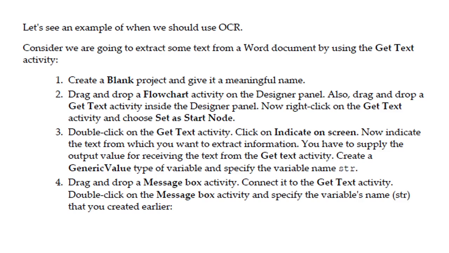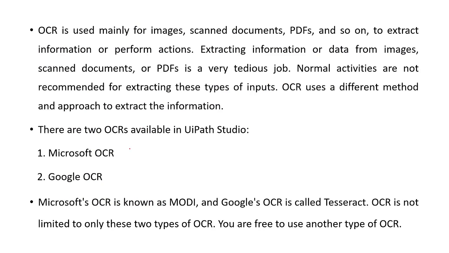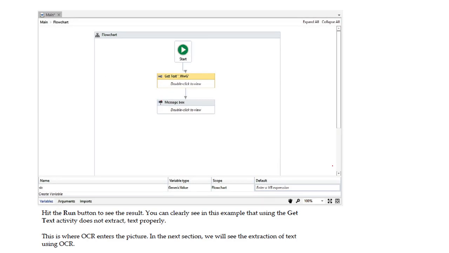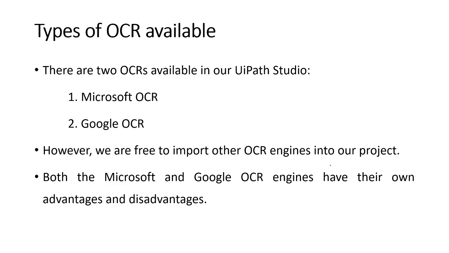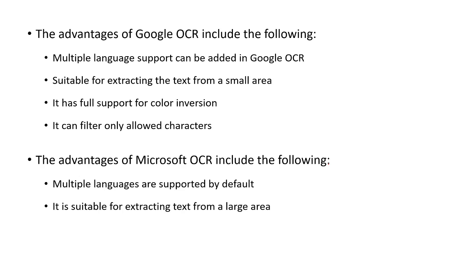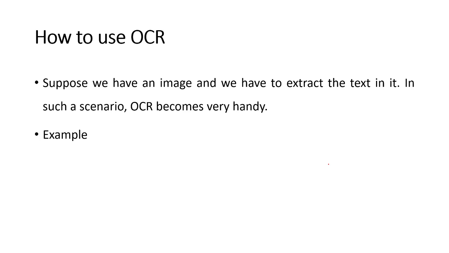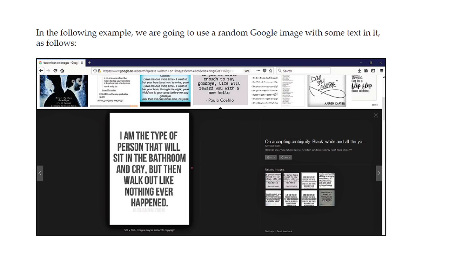And we learned about Microsoft OCR and Google OCR. Google OCR is also called Tesseract OCR, right? And we also learned, if we need a third party OCR, how to install that in the UiPath Studio, right? And then I asked you to do an exercise like this.